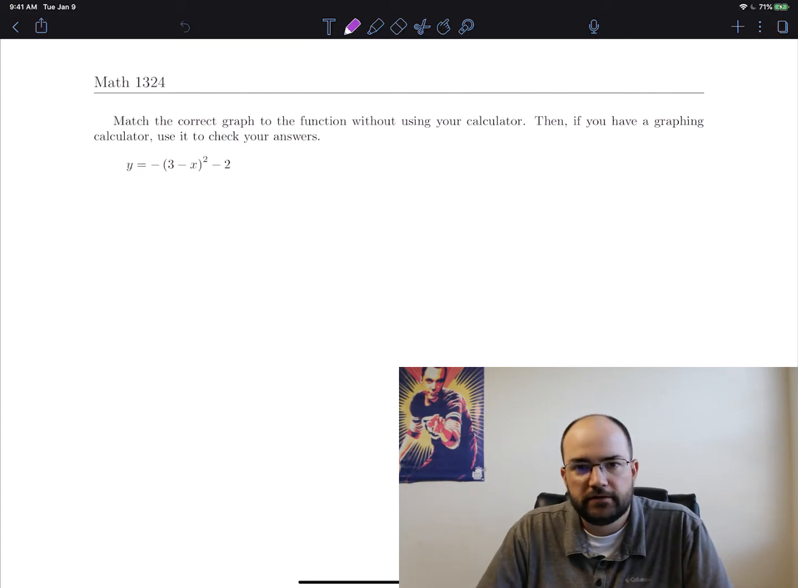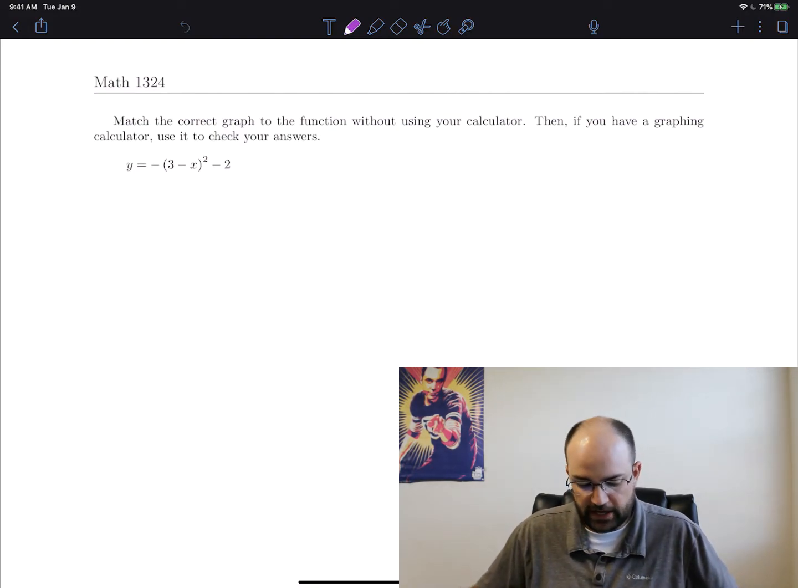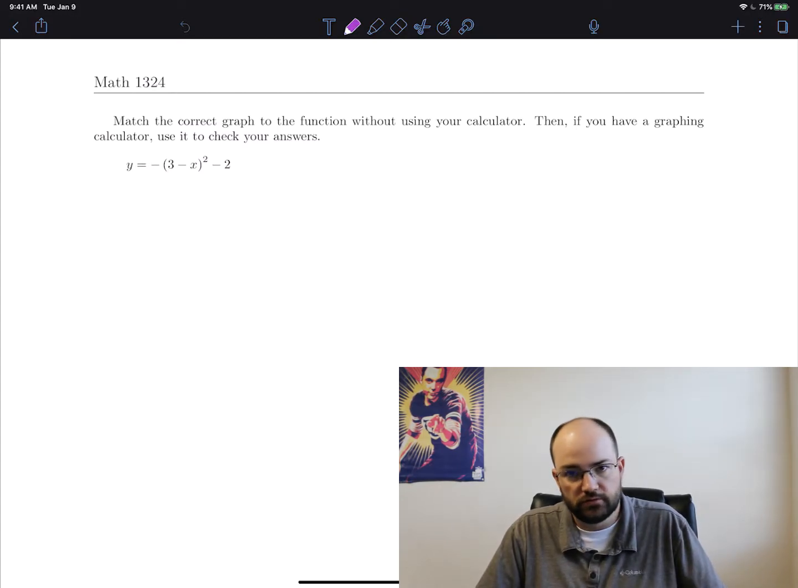This is Chapter 10, Section 2, Example 4. In this example, we want to match the correct graph of the function without using your calculator. Then, if you have a graphing calculator, use it to check your answers.